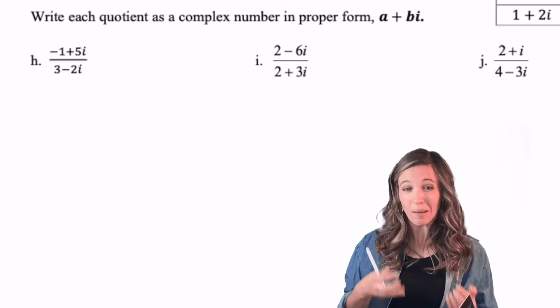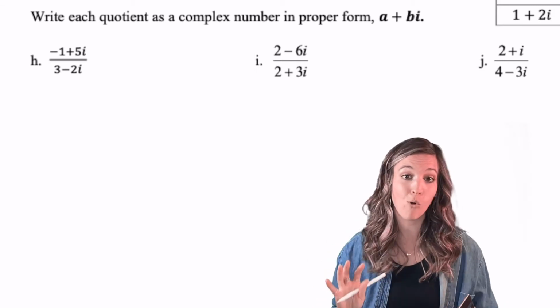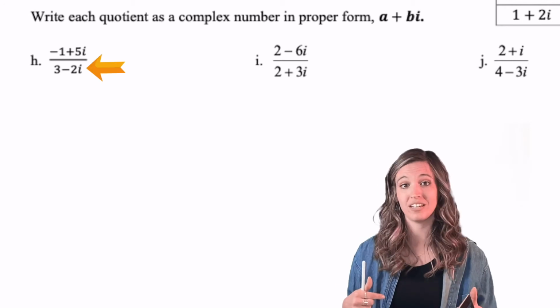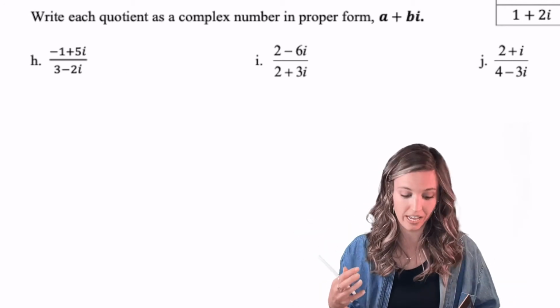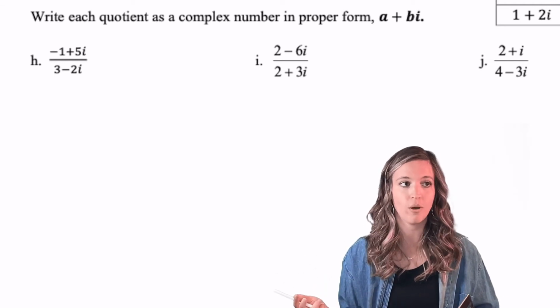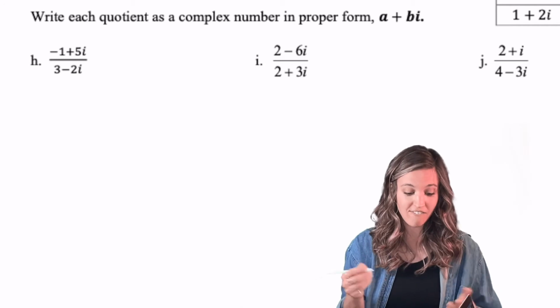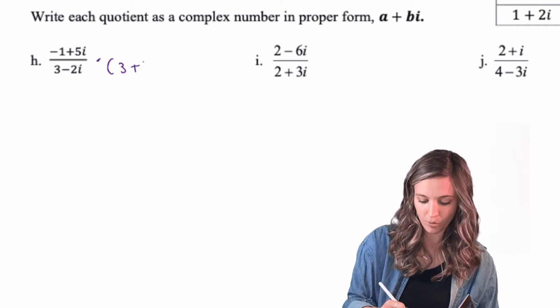In order to separate this into a plus bi, a complex number's proper form, I need a real number in the denominator. So I could kind of force that using a conjugate. My denominator is 3 minus 2i. Well, what's the conjugate of 3 minus 2i? 3 plus 2i. If I multiply the denominator by 3 plus 2i, I know it'll become a real number.